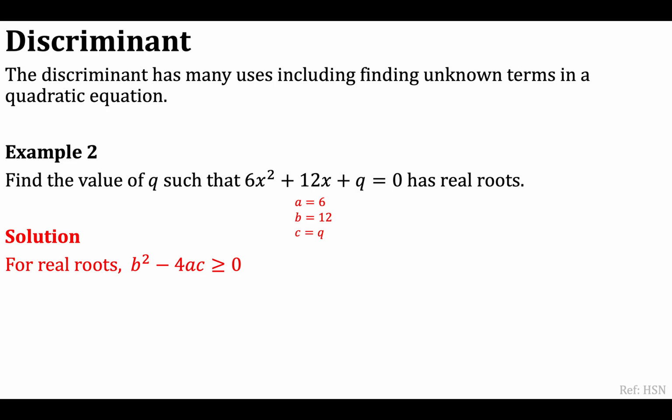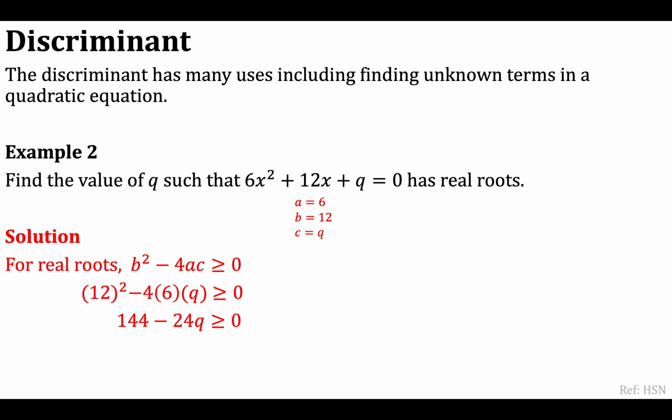So substituting in, we'll get 12 squared minus 4 multiplied by 6 multiplied by q is greater than or equal to 0. Simplifying gives us 144 minus 24q.